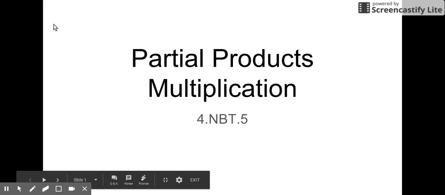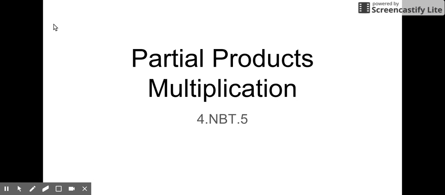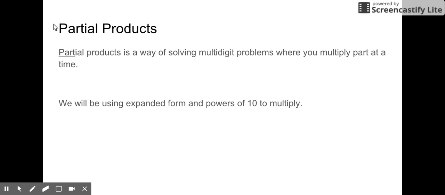We're going to be talking about a way to solve multi-digit multiplication problems called partial products today. You might notice that in the name partial products, the beginning of the word partial looks a lot like the word part. And that is very helpful to help you remember how to follow these steps.